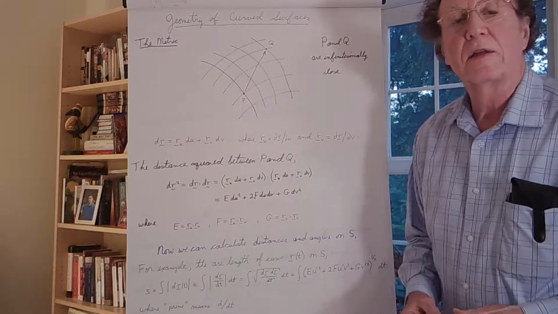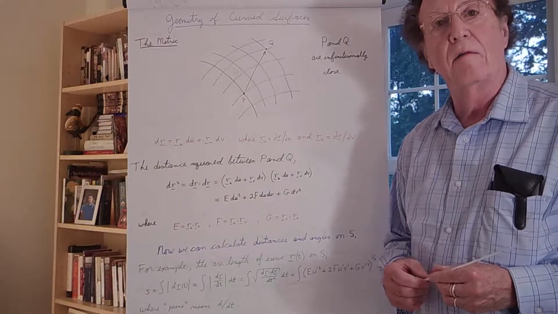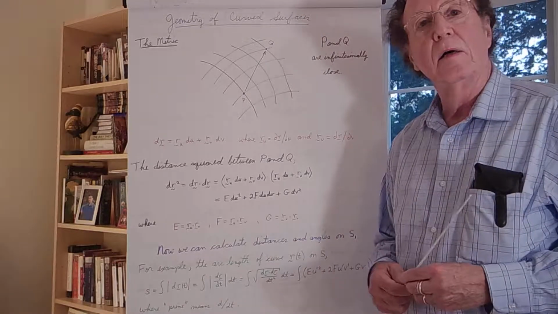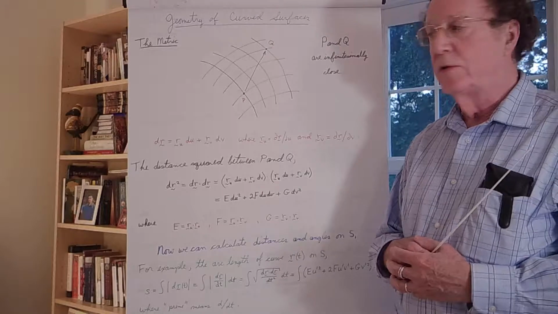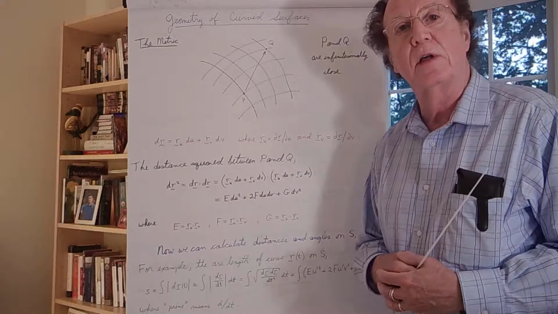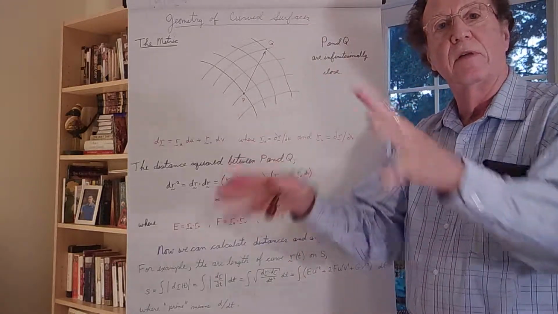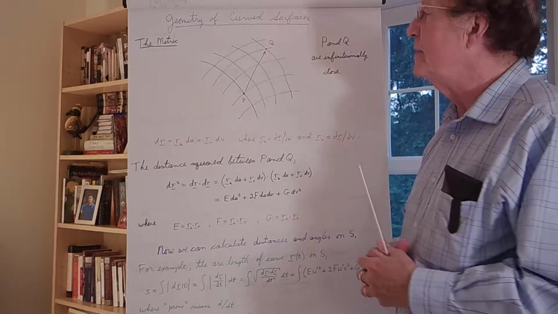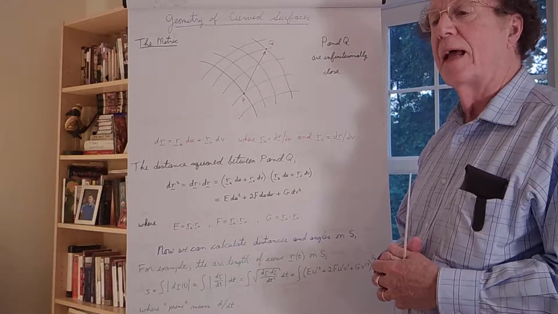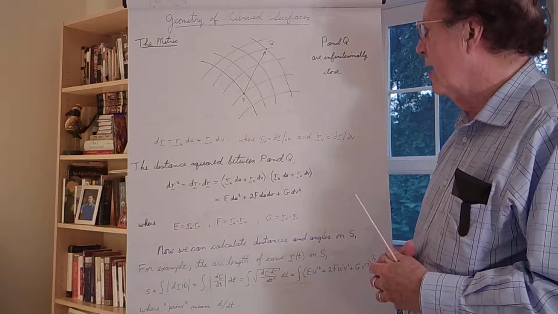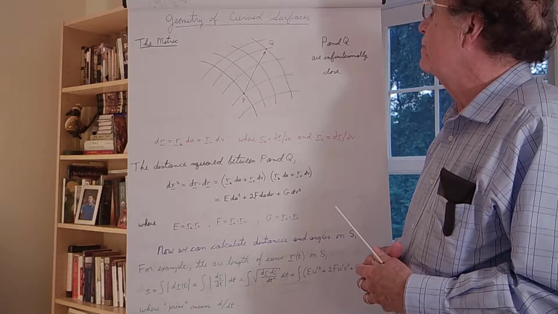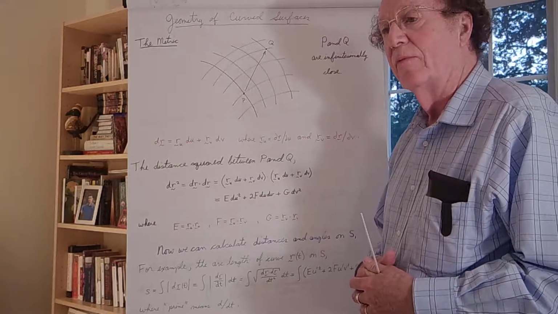Okay, so now we're ready to start our discussion of differential geometry for general surfaces. We've taken a look at Euclidean geometry in 2 dimensions and spherical geometry on the surface of a unit sphere. And we've looked at some of the concepts that we're going to generalize now to the general case. And so let's get on with it.